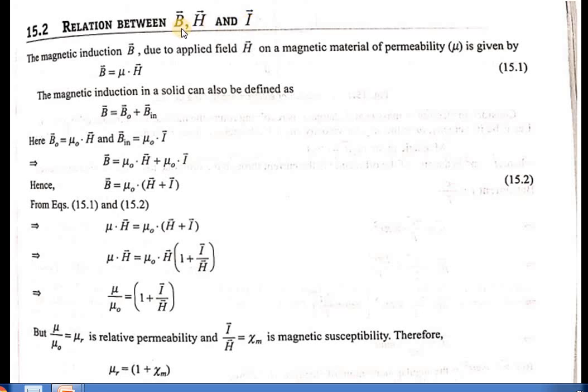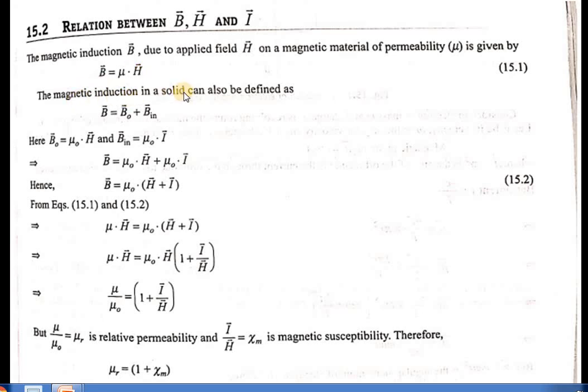So now we are going to derive the relation between B, H and I. Here the magnetic induction B due to the applied field H on a magnetic material of permeability mu is given by B = mu H. Here mu is called the permeability of the medium.